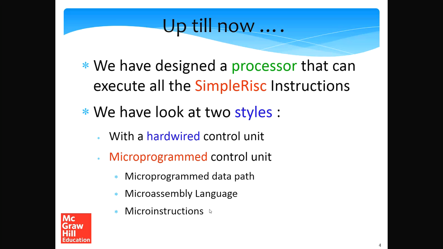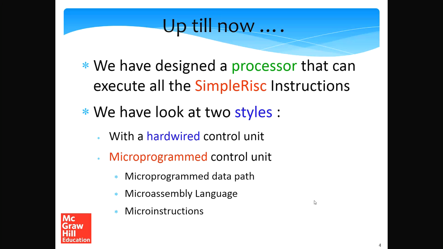Up till now, we have discussed the design of a simple processor to execute the simple RISC instruction set. We have looked at two kinds of styles. We have looked at a processor with a hardwired control unit, which is faster. And we have also looked at a very flexible processor in which even the implementation of instructions can be changed. It's called a processor with a microprogrammed control unit. So we have taken a look at a microprogrammed data path, a microassembly language, and micro instructions.